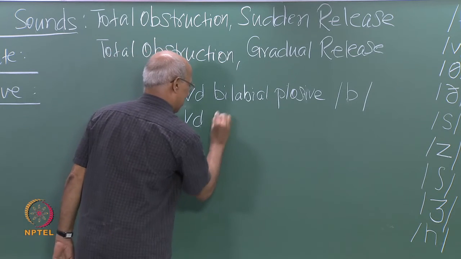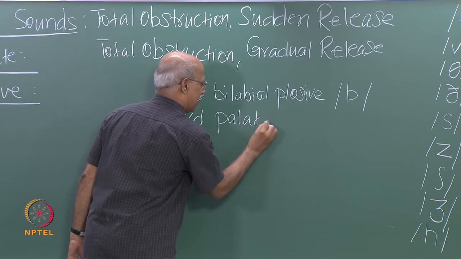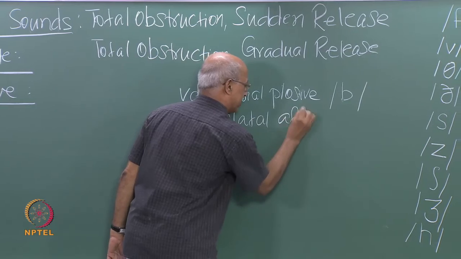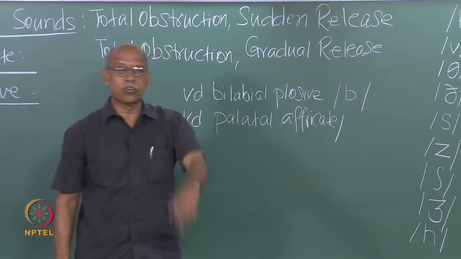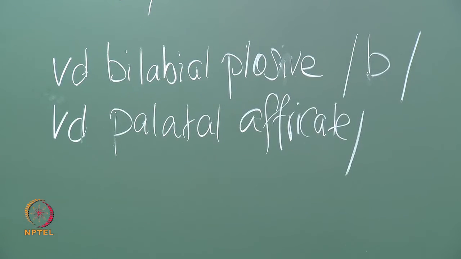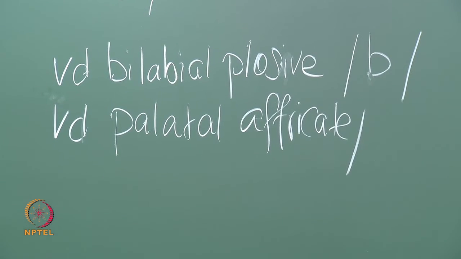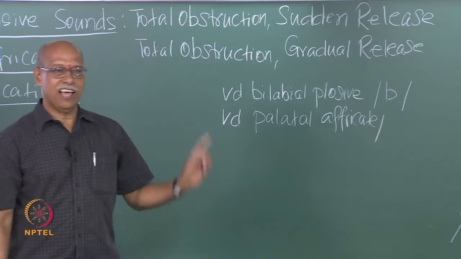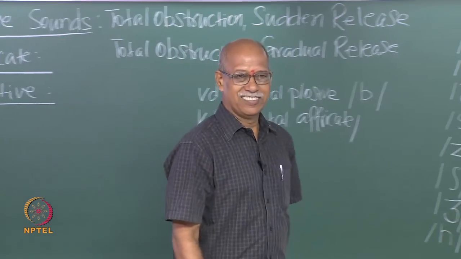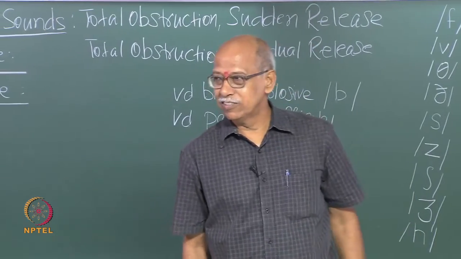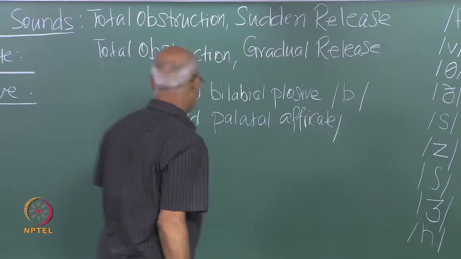Voiced, palatal, affricate. Give me the symbol. Write it in your notebook and then check with mine. Don't look into others' notebooks. Voiced, palatal, affricate. Please don't look at the board, don't look at anything. Write the symbol in your notebook. Okay? Now check with me.